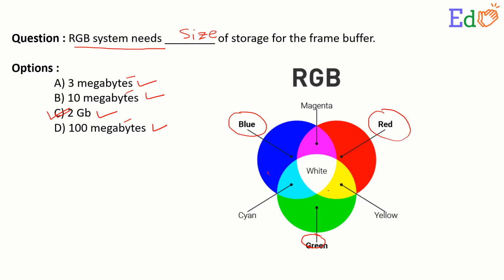To keep the RGB system, the storage required will be in the order of GB, that is, gigabytes. So we shall be going for option C for this question. The RGB system needs 2 GB of storage for the frame buffer.